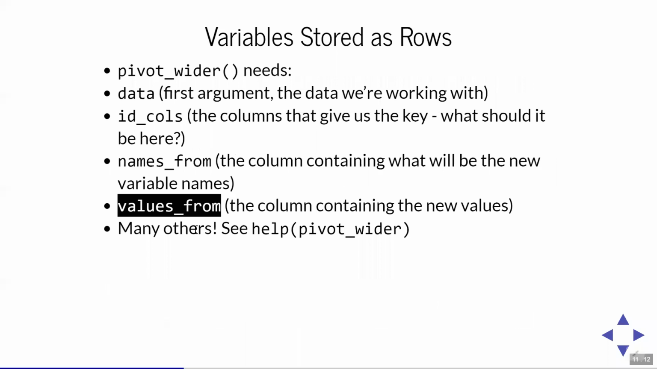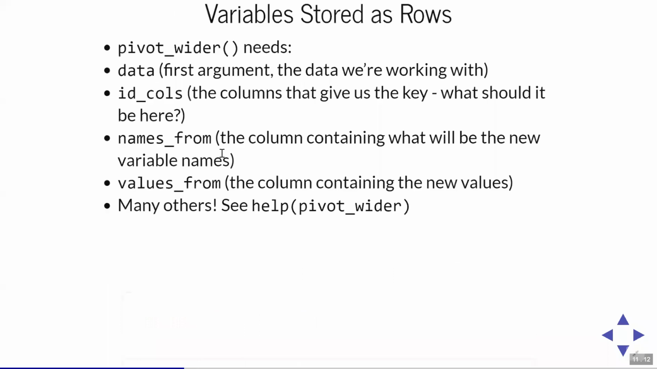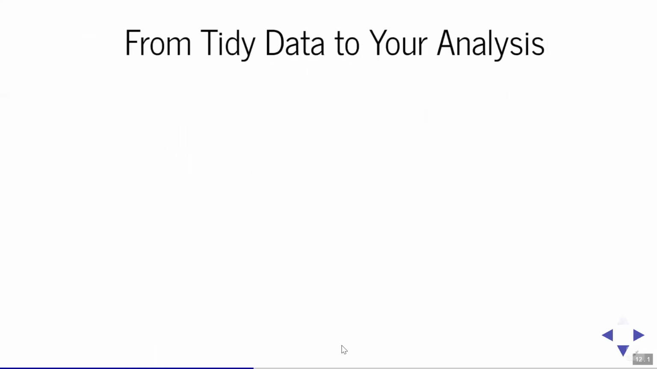Of course, lots of other options. So we can do that here. So we take our tax data, we send it to pivot wider, say that the names are coming from tax form row, the values are coming from the value row, and it does it for me. Notice that I left out the ID columns because there's only one observation here. There's no ID column. Excuse me. But if I had, let's say, another set down below here with a different person in it, I might have person 1, person 2, and then I would need to give it an ID column.